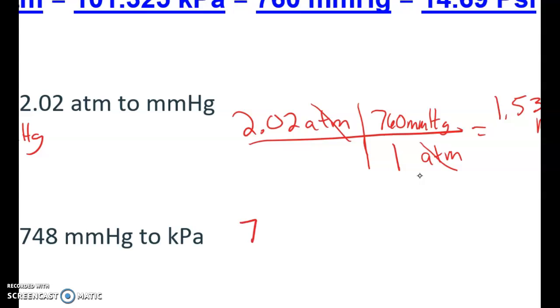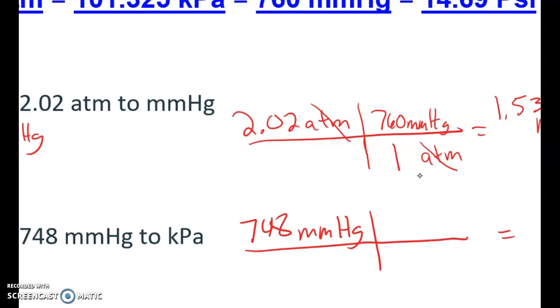Now, looking at this one, I've got 748 millimeters of mercury, and I'm trying to get to kilopascals. So when I take a look at this, I have millimeters of mercury, needs to go on the bottom so I can cancel. And I'm trying to get to kilopascals, so that goes on top. So if I have 760 millimeters of mercury, and right from up here, my standard pressure is 101.325, right? I have almost standard pressure. I'm at 748, so it should be pretty close to about 101.325.